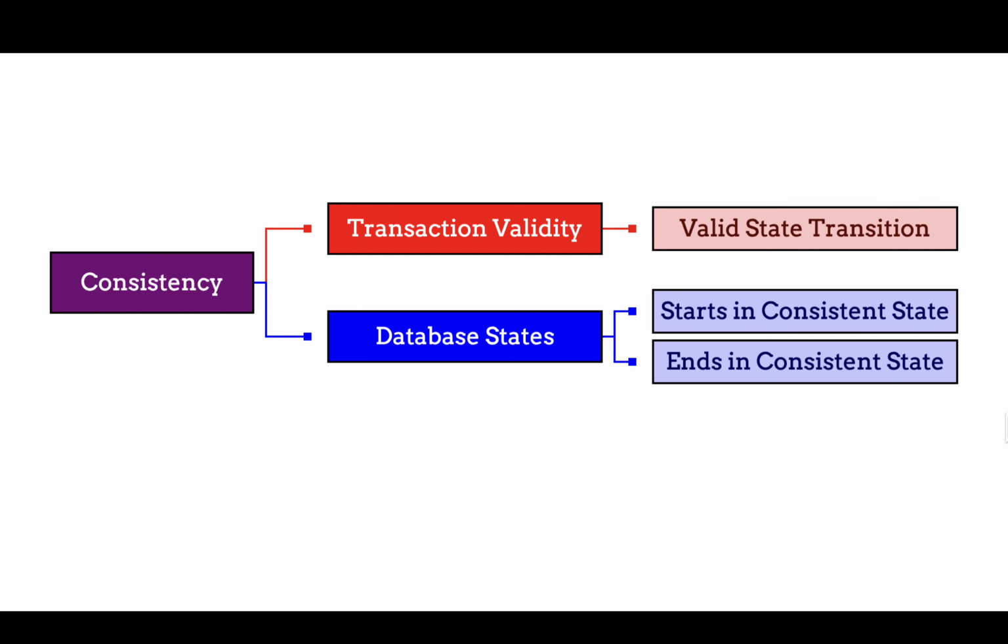Consistency. One, this property ensures that a transaction brings the database from one valid state to another valid state. Two, a database starts in a consistent state, and any transaction that is executed on the database should also leave the database in a consistent state.